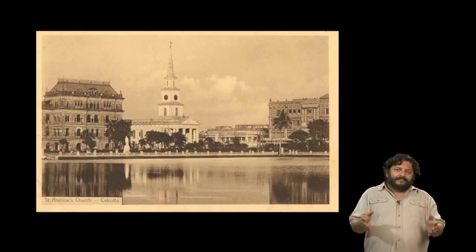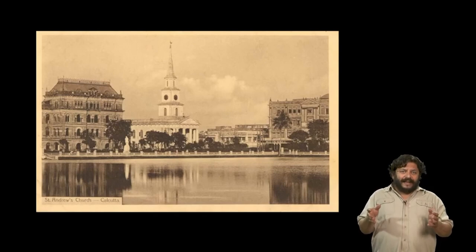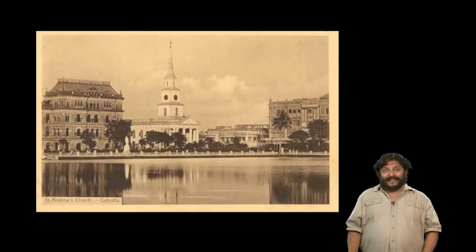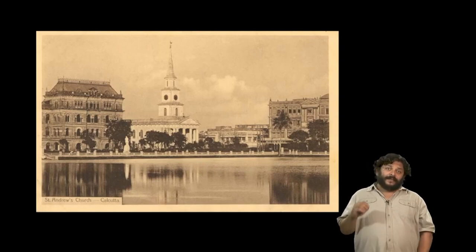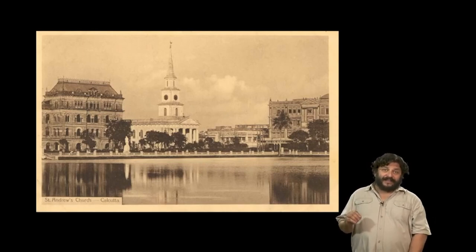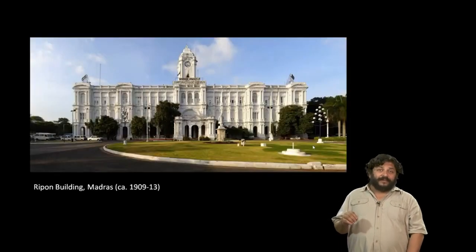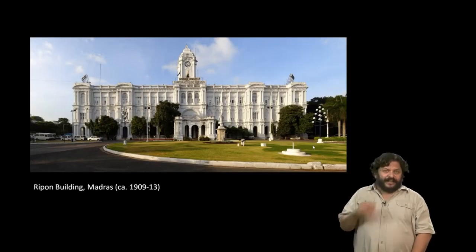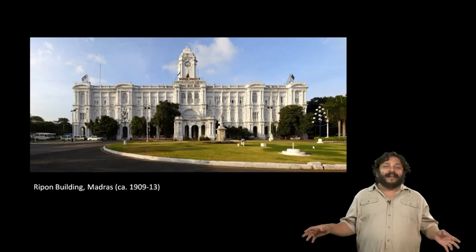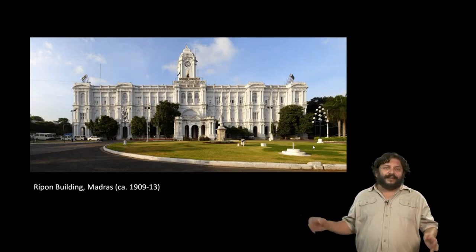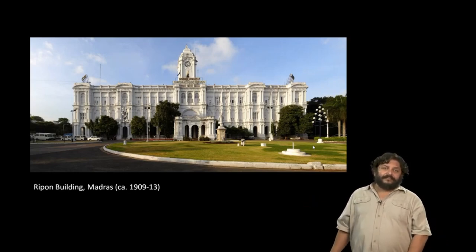And by the time Bombay is on the rise in the 1850s and particularly the 1860s, with the boom in opium and also the boom in cotton caused by the American Civil War, we come to something that is Victorian Neo-Gothic. A last example of the kind of widespread reach of neoclassicism are the Ripon buildings, built quite late in the early 20th century in Chennai, then called Madras.